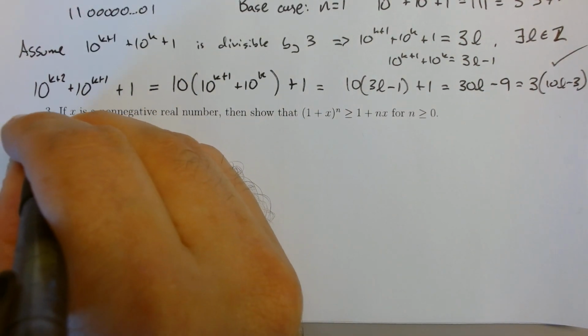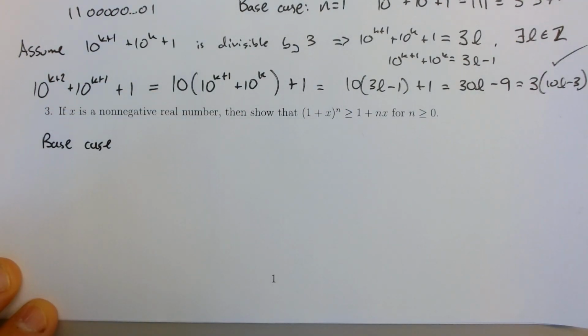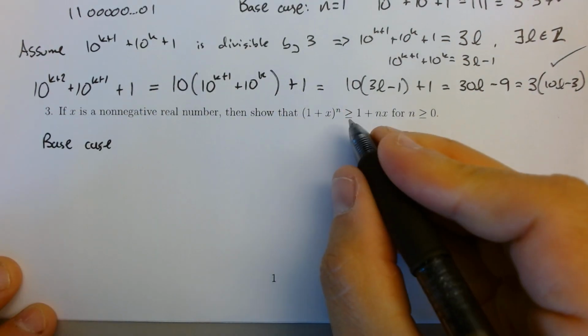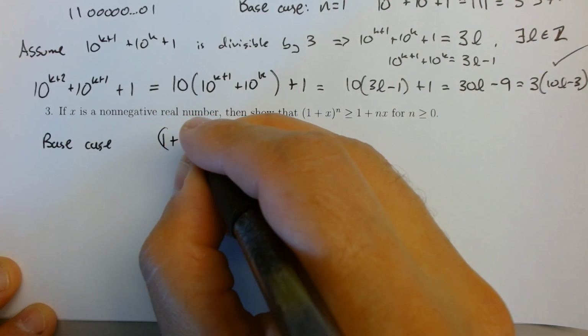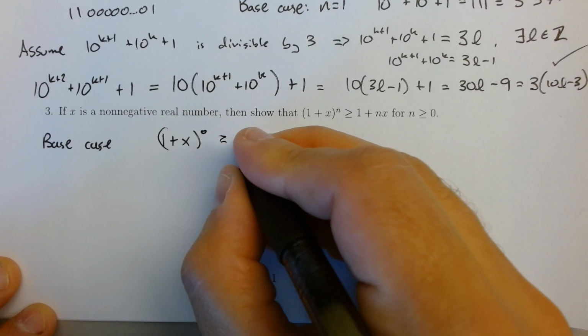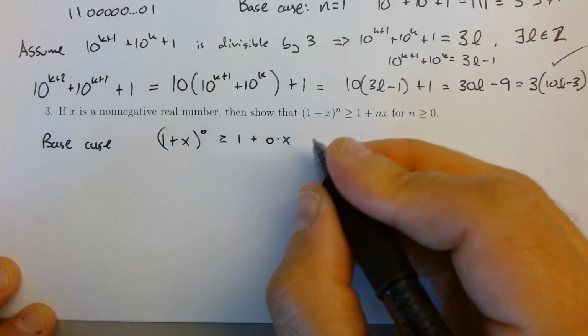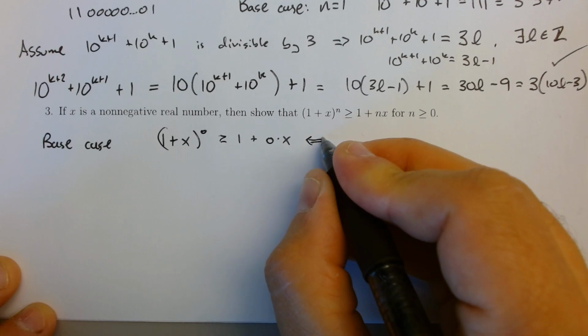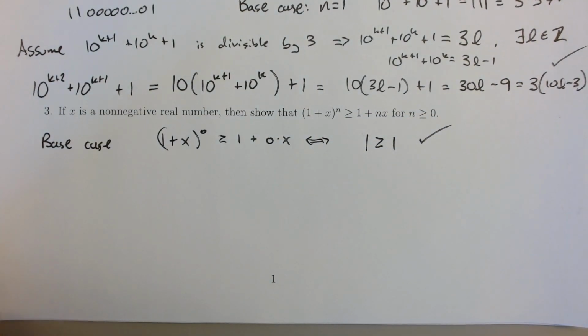So let's look at our base case here. When n is 0, I have 1 plus x to the 0. Is this greater than or equal to 1 plus 0 times x? Well, this is the same as 1 greater than or equal to 1, and that's certainly true.